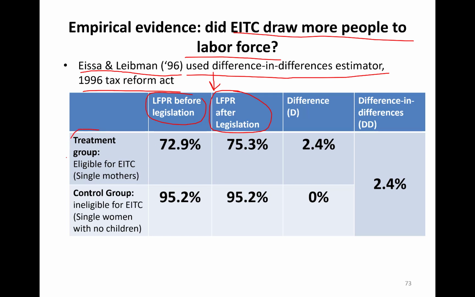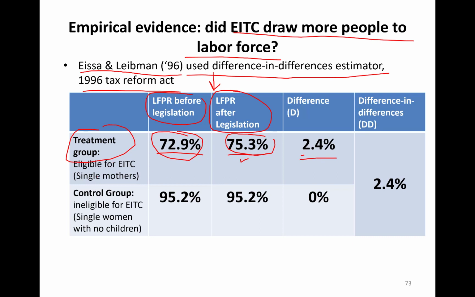So we have the treatment group. These are the eligible mothers, single mothers eligible for earned income tax credit. This is their labor force participation rate. 72.9% of mothers participated in the market before. After, 75.3% of single mothers participated after the legislation, after this earned income tax credit. So the difference is after minus before labor force participation rate, 75.3 minus 72.9, 2.4%. So please do after, before.